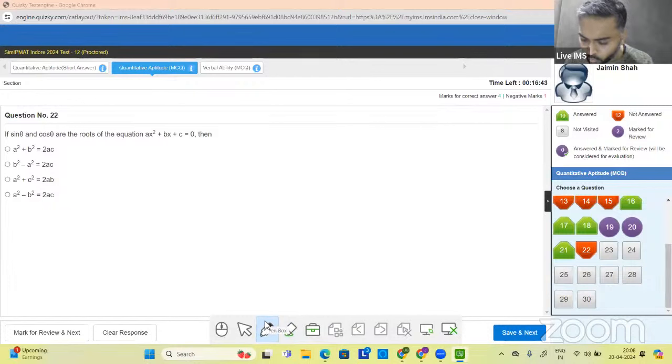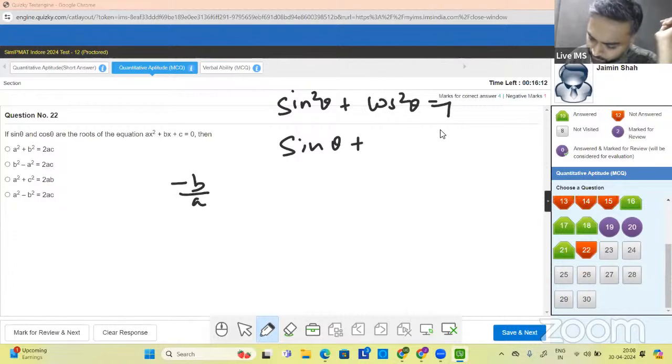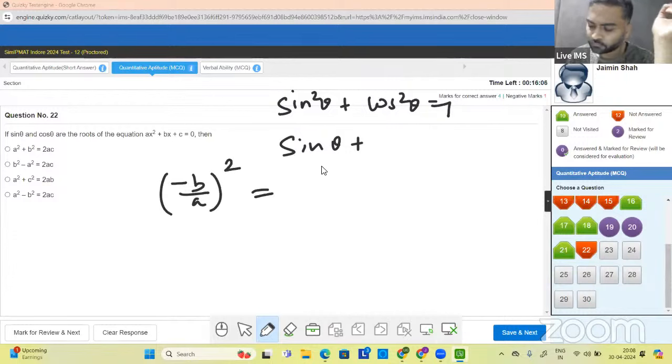Sin theta and cos theta are the roots of the equation. Then, अच्छा, so basically I will use sin square theta plus cos square theta equal to 1 यूज होगा यहाँ पे। sin square theta plus cos square theta is equal to 1। इसको क्या करेंगे? sin theta plus cos theta, तो बेसिकली माइनस बी बाई ए द होल स्क्वायर हो जाएगा, विल बी sin theta plus cos theta whole square is equal to 1 प्लस 2 टाइम्स ऑफ सी बाई ए हो जाएगा, करेक्ट?